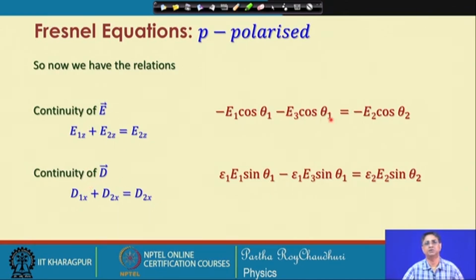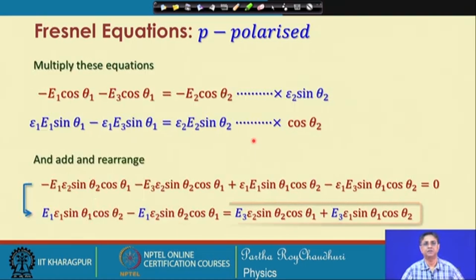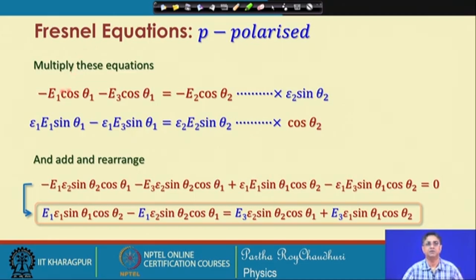This one has given you this equation, whereas the equation for the continuity of the normal component of displacement has given you this equation. Now, we will do some algebraic manipulation with these two equations, and we will see how the electric field components are connected with the incident field to the refracted field, incident field to the reflected field. Now, I have these two equations.